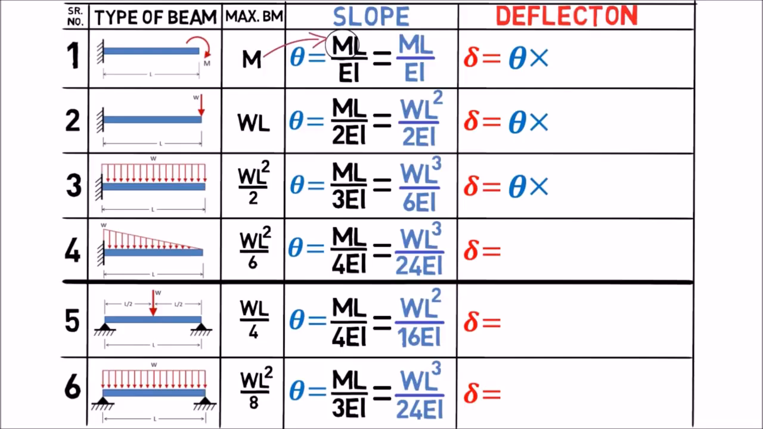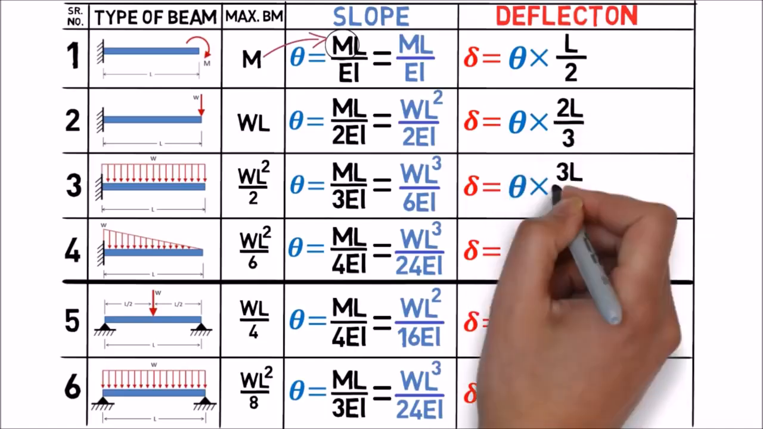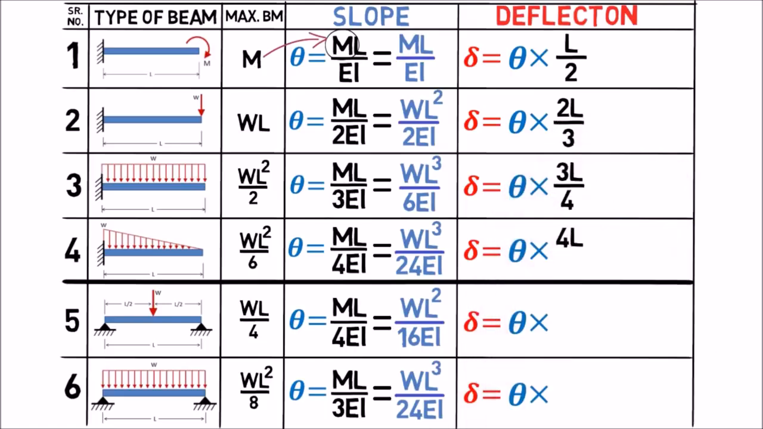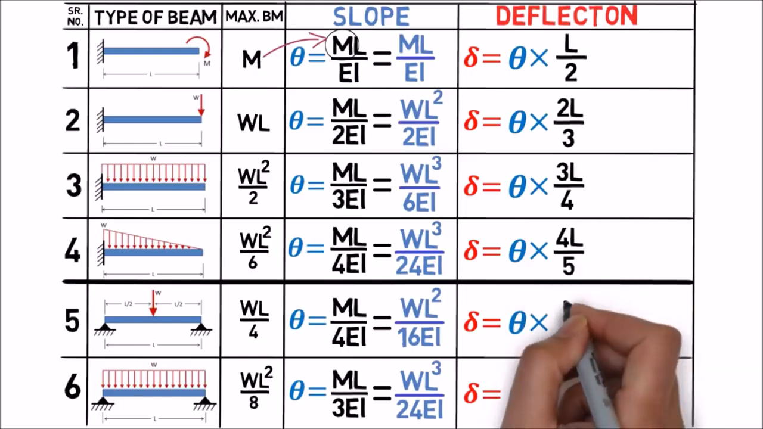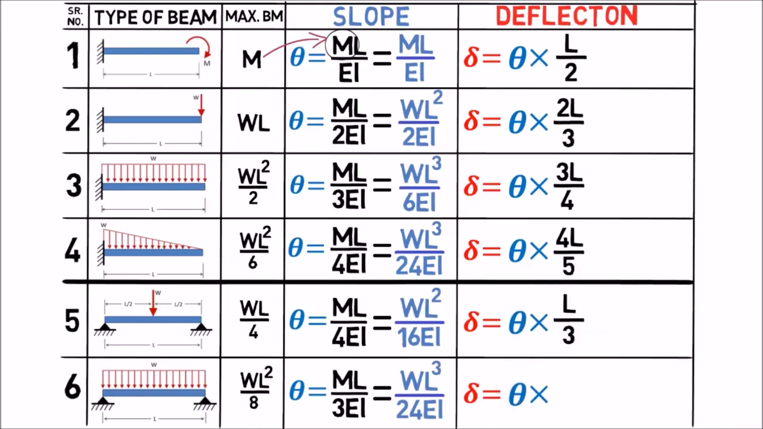Now only thing you need to do is remember these multiplying factors, and if you see them carefully then you will come to know that these are also in the sequence. For the first case, multiplying factor is L by 2. Second case, 2L by 3. Third case, 3L by 4. Fourth case, 4L by 5. And for simply supported beam, it is L by 3 and 5L by 16. So multiply this factor with slope.